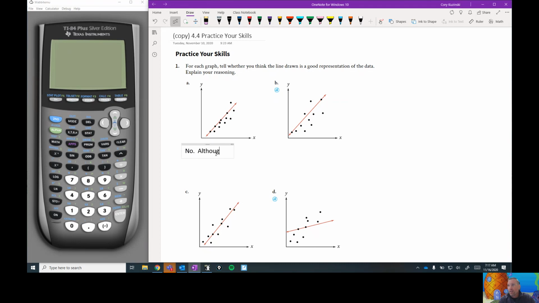Well, although the line fits the trend and goes through 4 of the points, most of the points are below the line. As in, like, far too many of the points are below the line, actually.